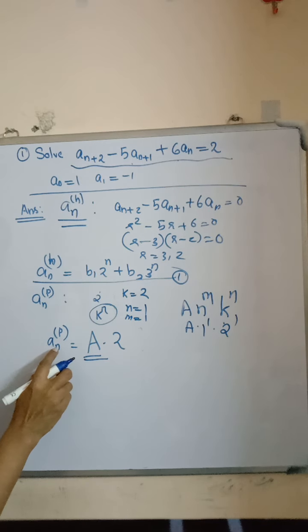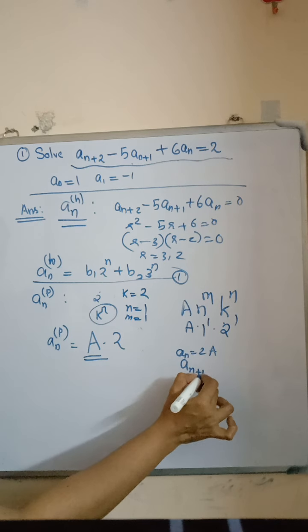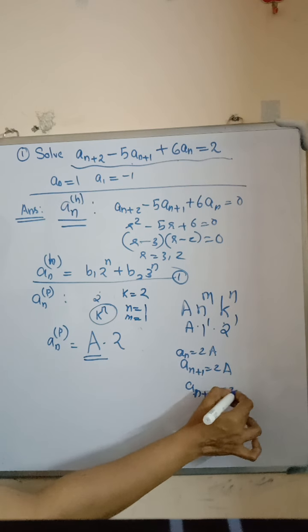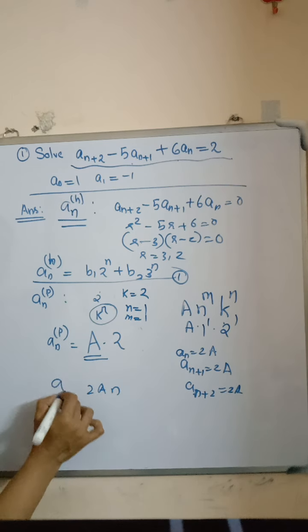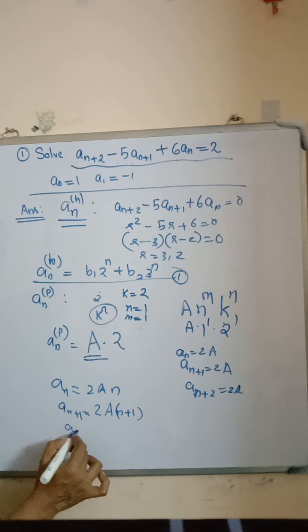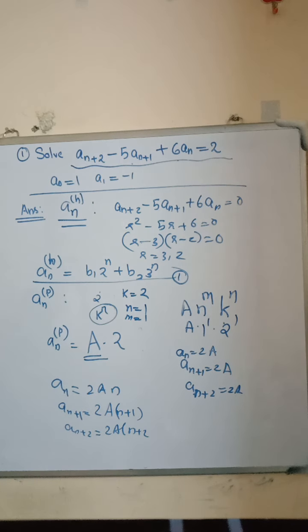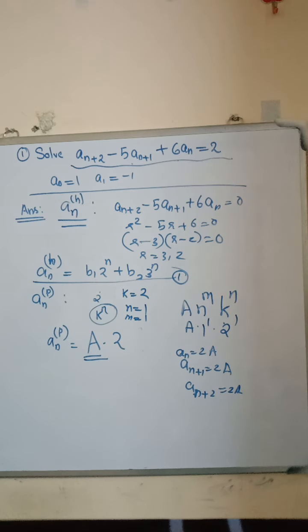then in this equation, a n is 2a, so a n plus 1 is also 2a, and a n plus 2 is also 2a. If it contained n, say if a n is equal to 2a n, then a n plus 1 is 2a into n plus 1, and a n plus 2 is 2a into n plus 2. But here it is 2a, there is no variable n. So a n, a n plus 1 and a n plus 2 are all 2a.